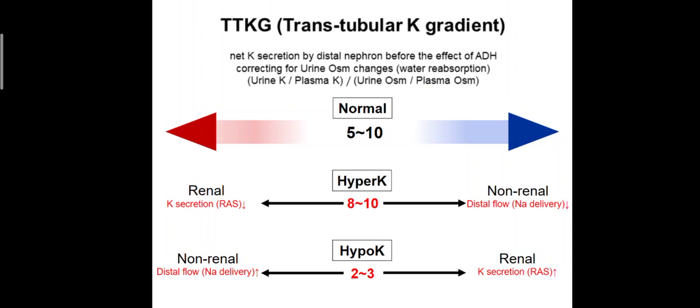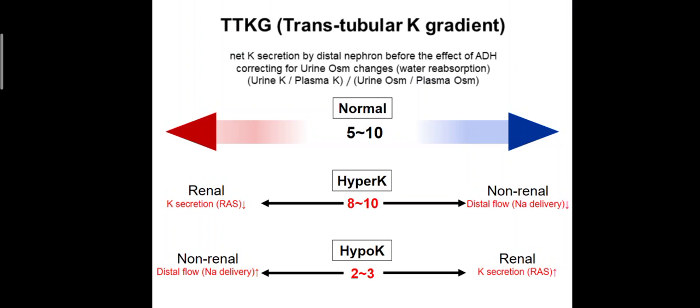In hypokalemia, if the potassium TTKG is very high, it is a renal problem because you need to conserve it. So TTKG should be very low. But instead, due to a problem with the renal system, that we will come into detail, the TTKG is very high.